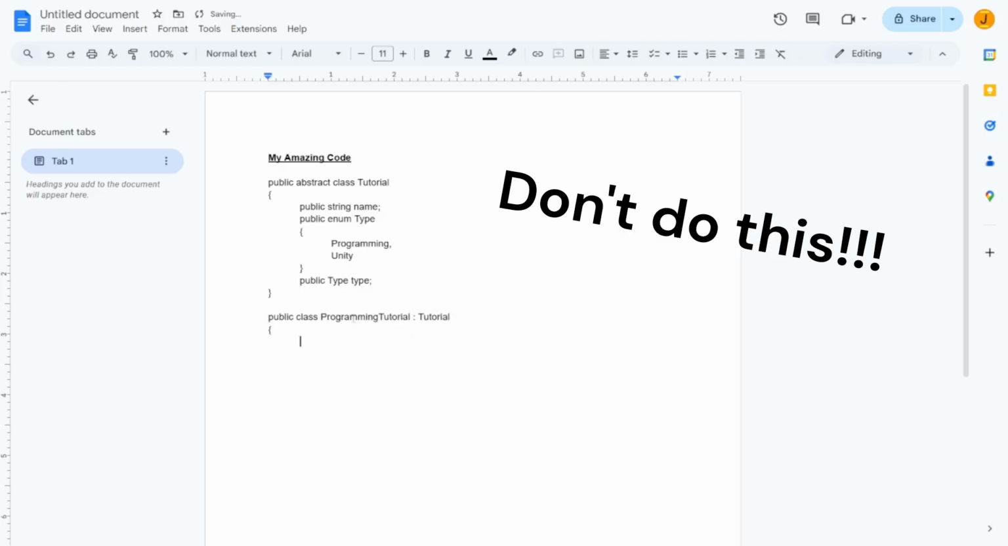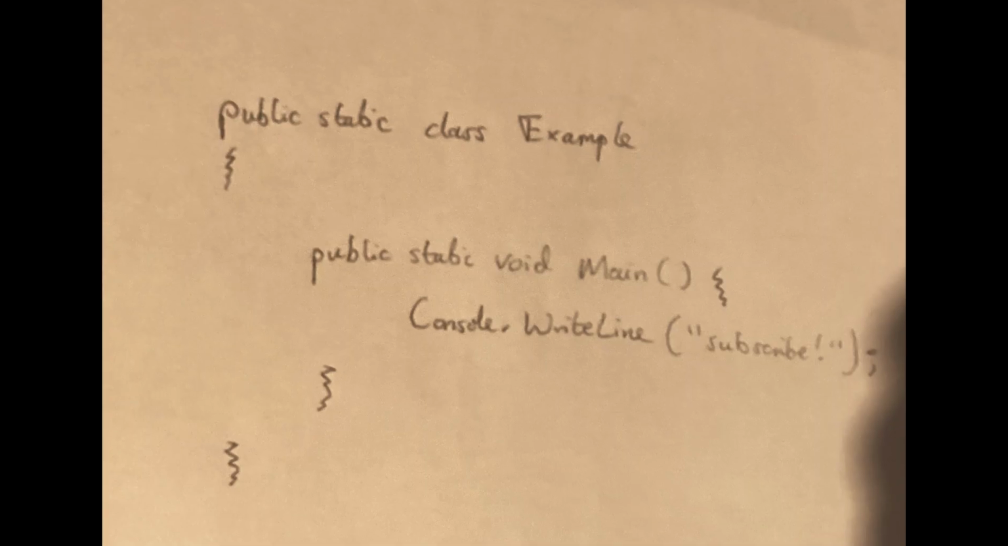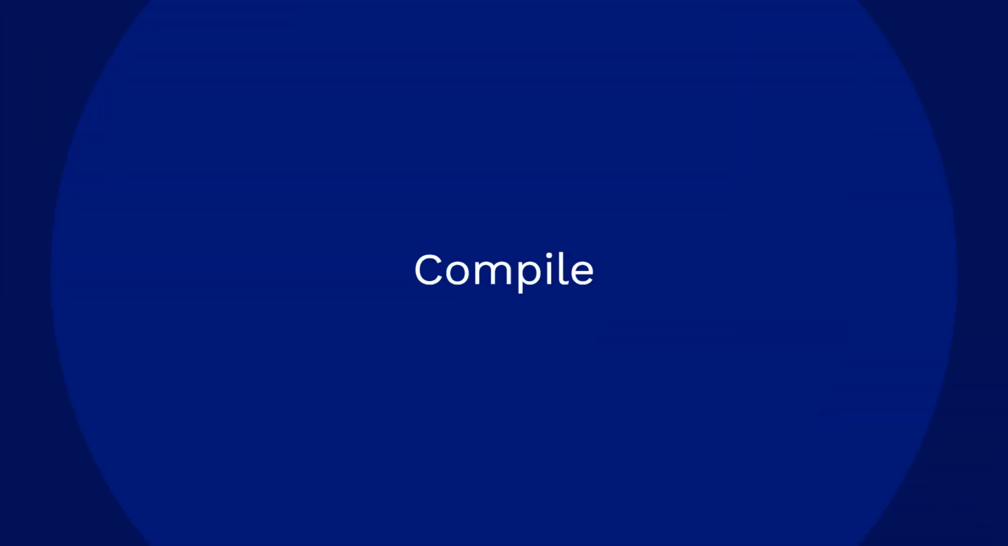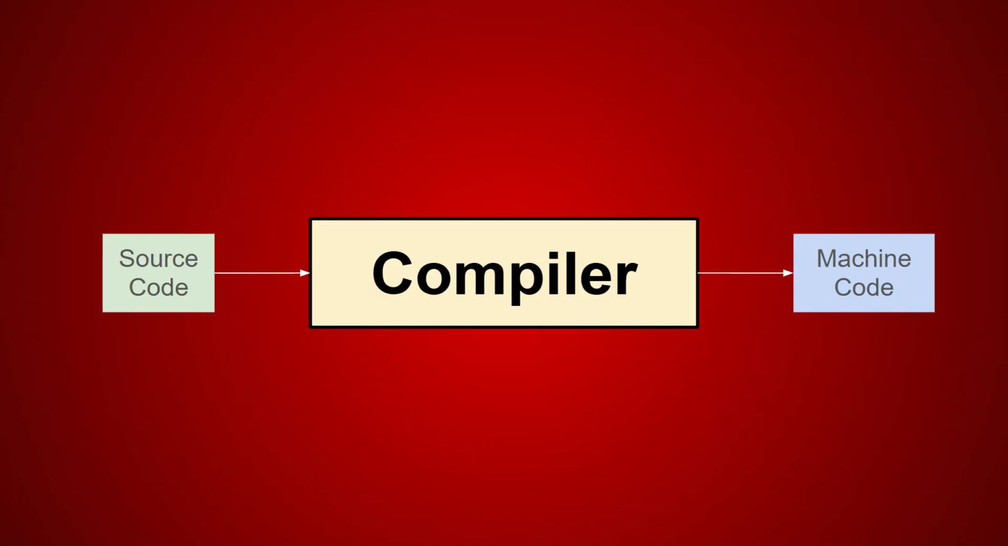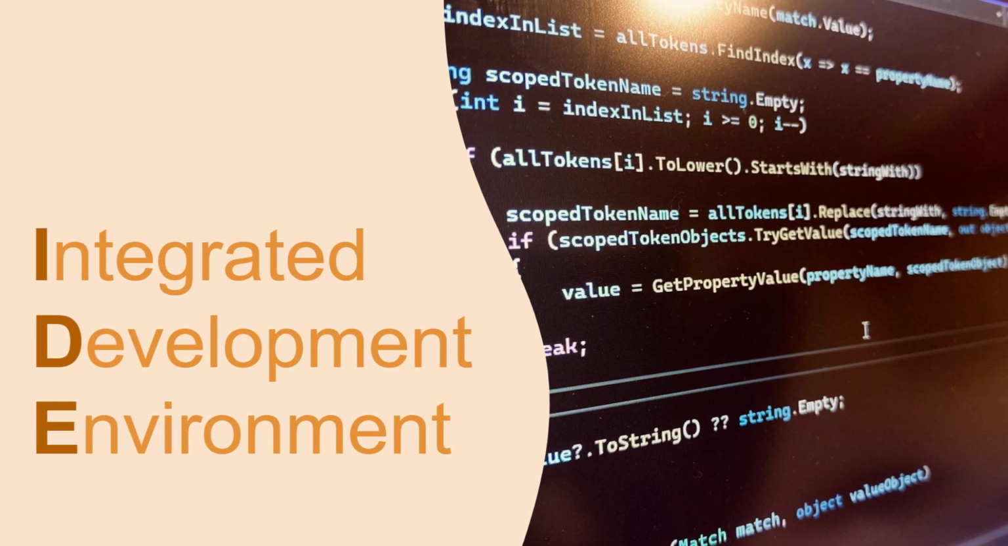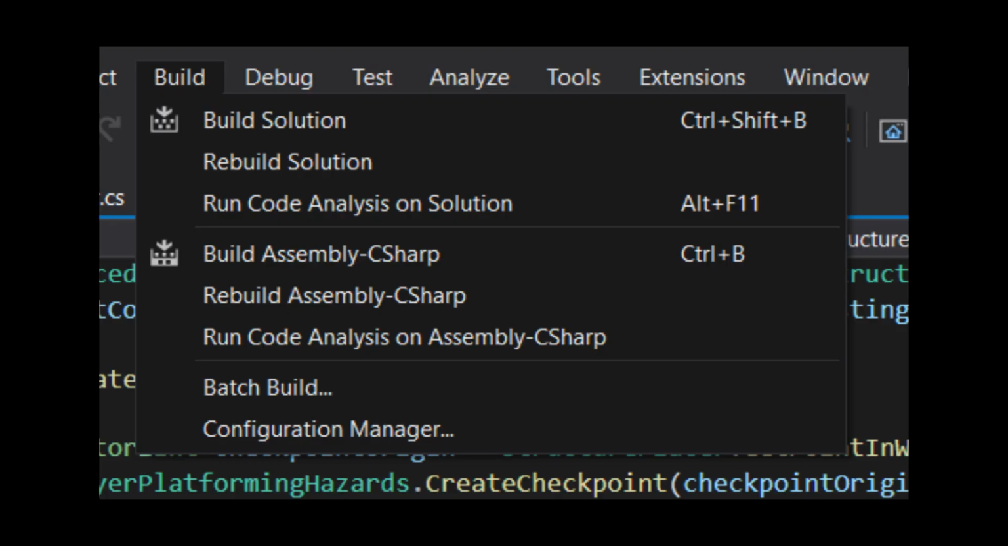Now we can write code anywhere, even on a piece of paper, but for it to actually do anything, we need something to help it compile, or basically convert it into zeros and ones the computer understands. So we use an IDE, or an integrated development environment. The main job of this software is simply to compile our code.